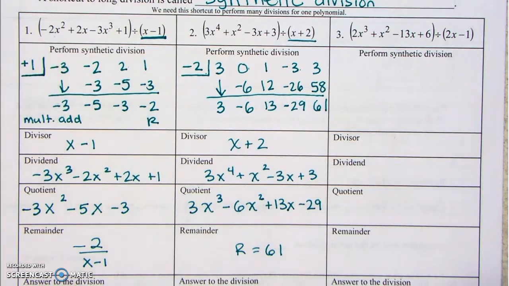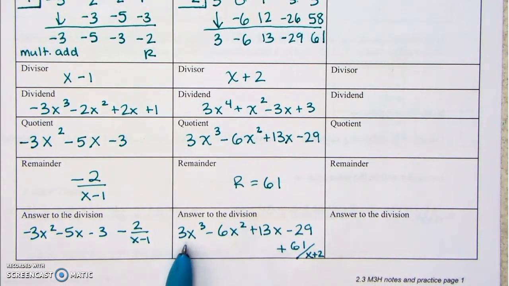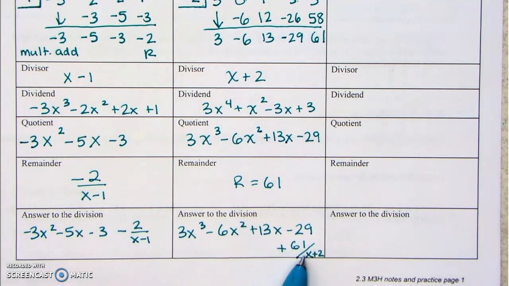Oh, you can't even see what I'm doing. Sorry. There we go. So the quotient with the remainder over the divisor.